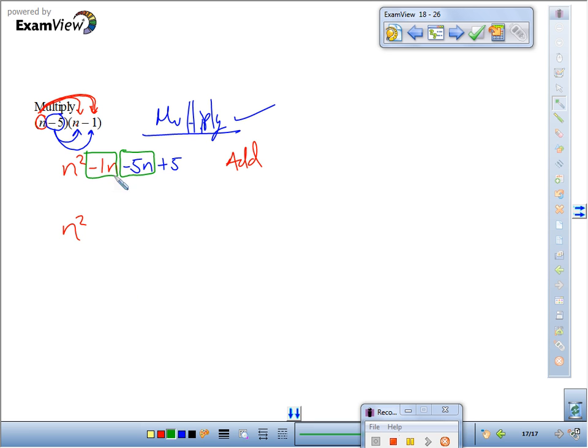Is that correct? So since they have the same variable, check this out. Since they have the same variable, I write the variable because I leave it alone. I don't even do anything to the exponent. I focus on the coefficient. Negative 5 and negative 1, that's negative 6. And I bring down the plus 5, and I'm done. So once again, only 2 steps, multiply and add. Are we there? Number 19.